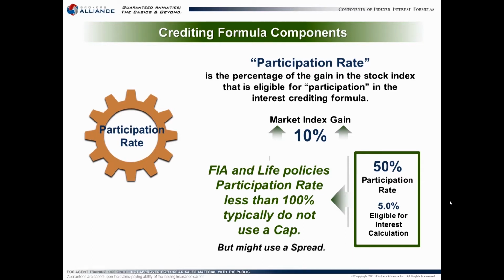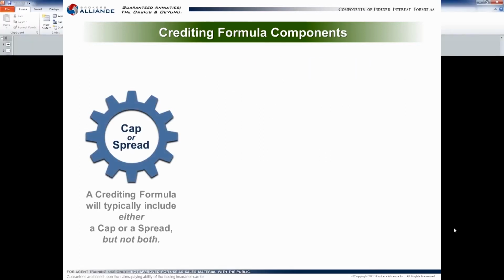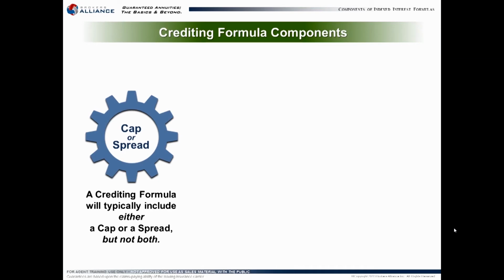But they might use a spread. So, again, looking at our example here, a 10% market gain and a 50% participation rate means that 5% of that gain is eligible for interest calculation. The final component we want to take a look at is the cap or the spread. The crediting formula will typically include either a cap or a spread, but not both.